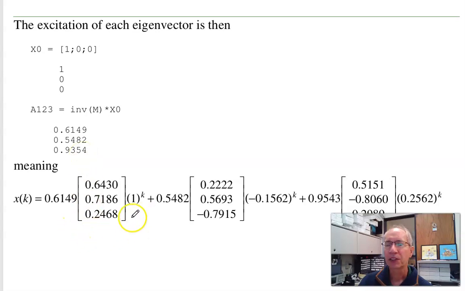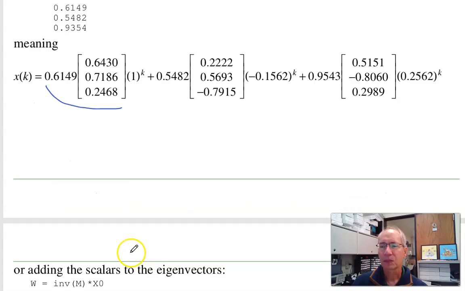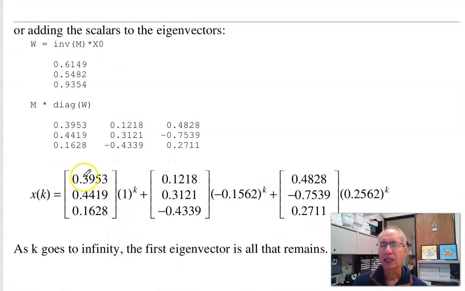So this is the first eigenvector times this eigenvalue to the k, and this coefficient. Second eigenvector with this coefficient times this eigenvalue to the k. Third coefficient times this eigenvector times this eigenvalue to the k. That's x of k. That's how you use eigenvalues and eigenvectors. Now I can combine these together, and if I do that, I get x of k is this times 1 to the k plus this times minus 0.15 to the k plus this times 0.25 to the k. As k goes to infinity, these terms go away. And there's my steady state solution.